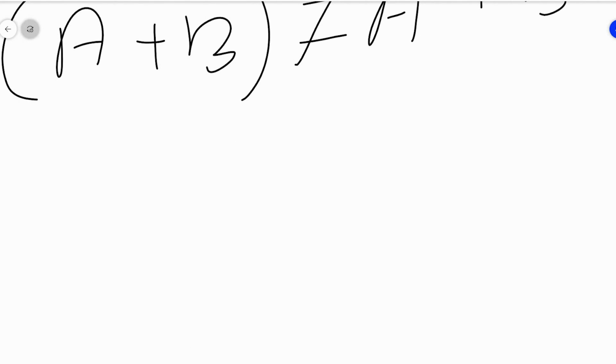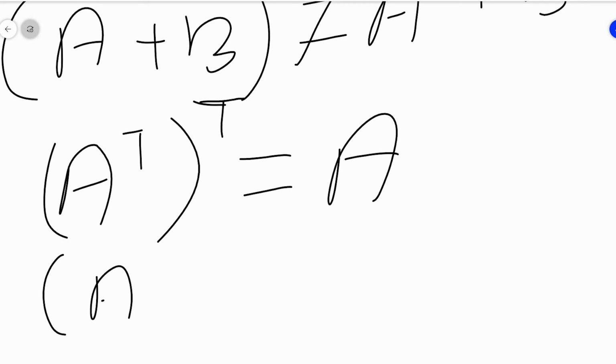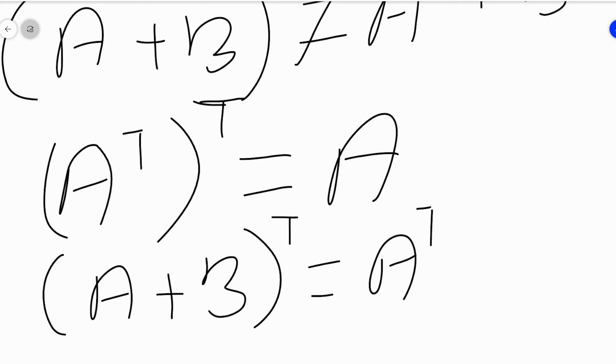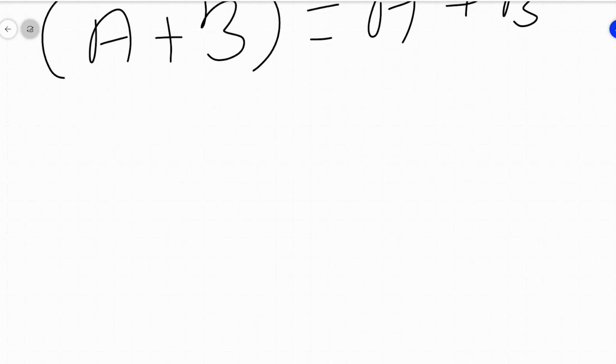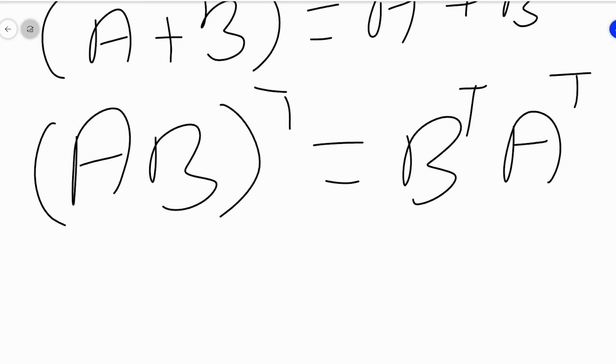Then our A transpose, transpose, I've mentioned this already too, is equal to A. Then (A plus B) transpose is equal to A transpose plus B transpose. And the next one is (AB) transpose is equal to B transpose multiplied by A transpose.